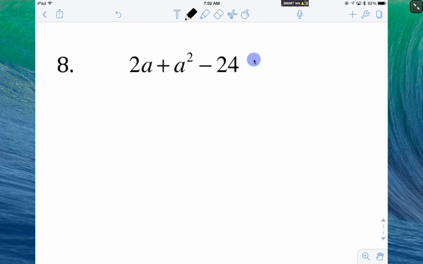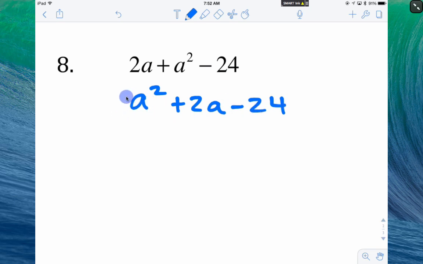All right, are we in standard form? Oh, we're actually not in standard form. So let's go ahead and put this in standard form. First things first, a squared plus 2a minus 24. Okay, now we're in standard form. Are there any common factors? Nope. Okay, so we're going to classify this as a trinomial.